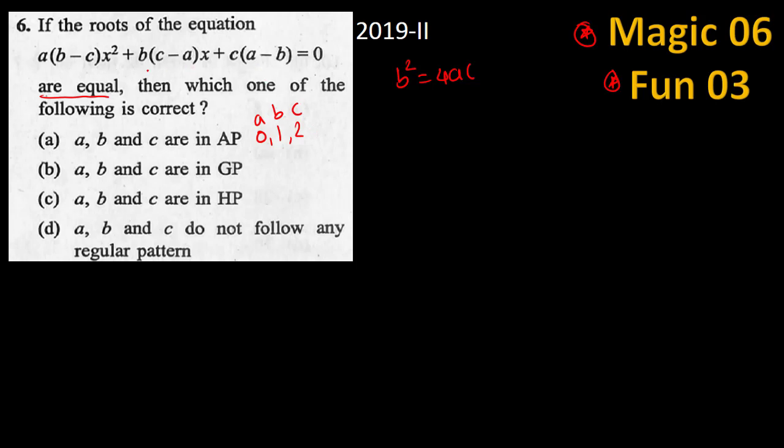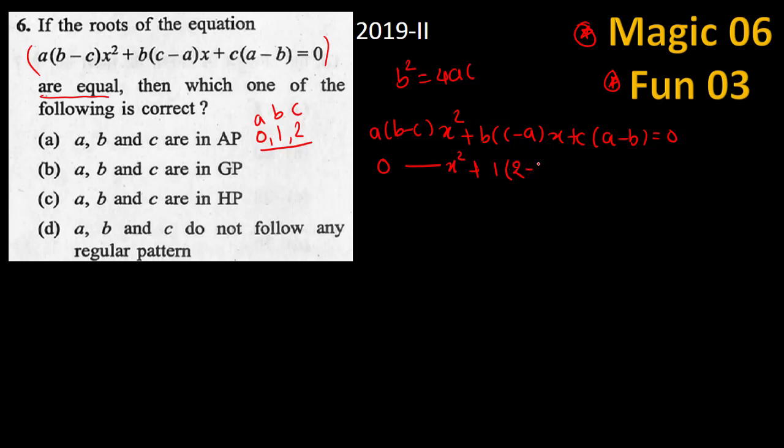So let's substitute in this equation. What will I get? So I will write the equation: A, B minus C, x square plus B, C minus A, x plus C, A minus B equals to 0. So let's substitute A, B, C equals to 0, 1, 2. So it is 0 into something is 0, plus B is 1 into 2 minus 0, x, plus C is 2 into A is 0 minus 1, which is 0. So this is coming as 2x plus minus 2, equals to 0.